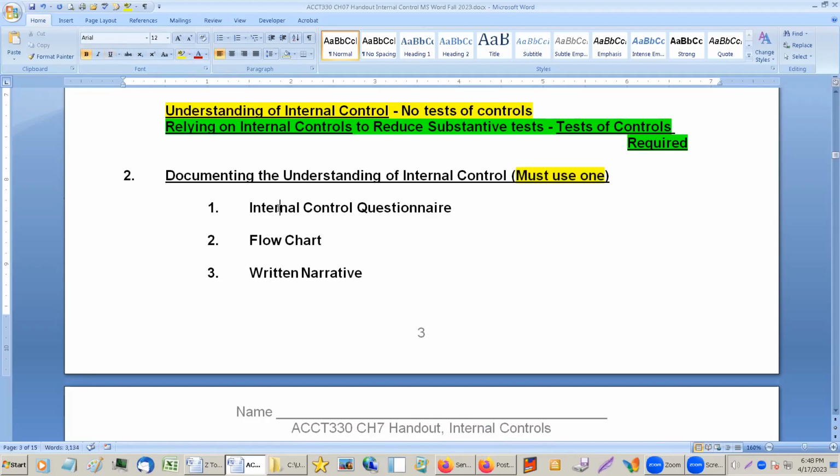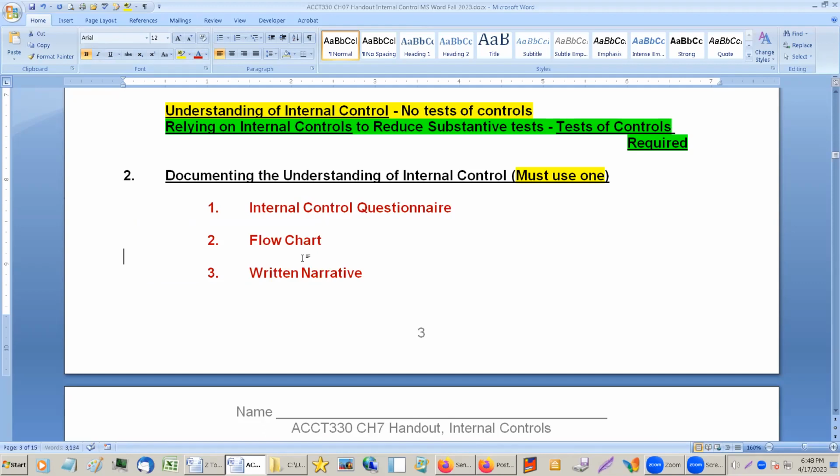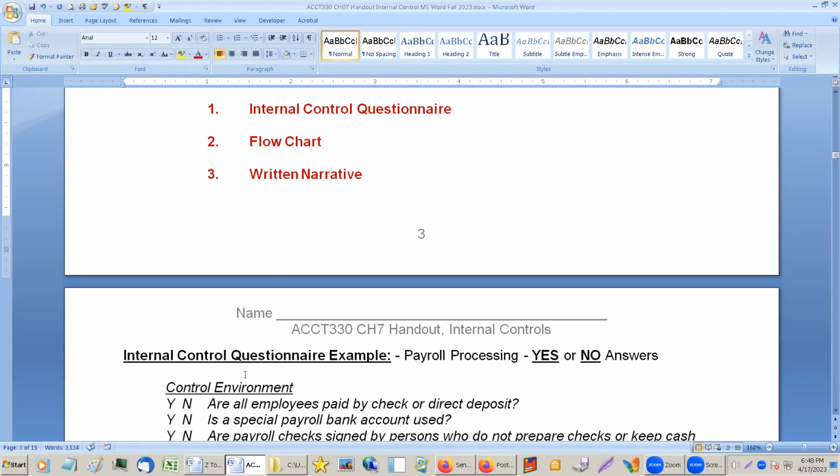So, internal control questionnaire, a flow chart, and written narrative, and there are pluses and minuses for each of those, which I'll show you next. Okay, internal control questionnaire.